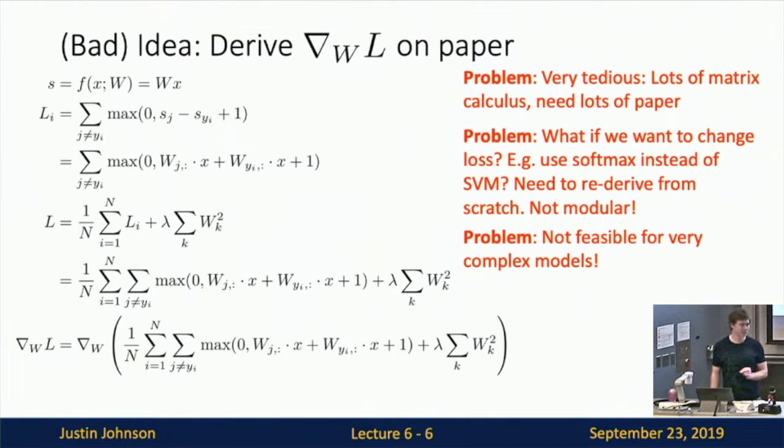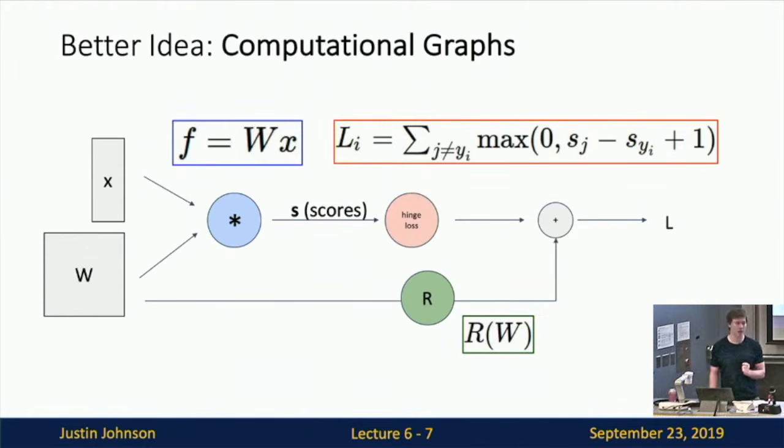And since we're computer scientists, we like to try to find data structures and algorithms that can help us solve tedious problems. And the data structure that we use to help us solve this problem of computing gradients is called a computational graph. Now, a computational graph is a directed graph that represents the computation we were performing inside our model.